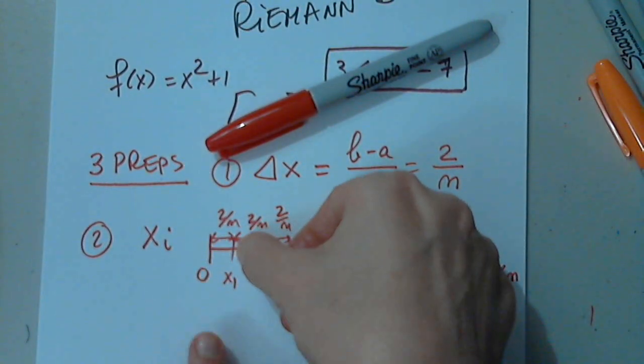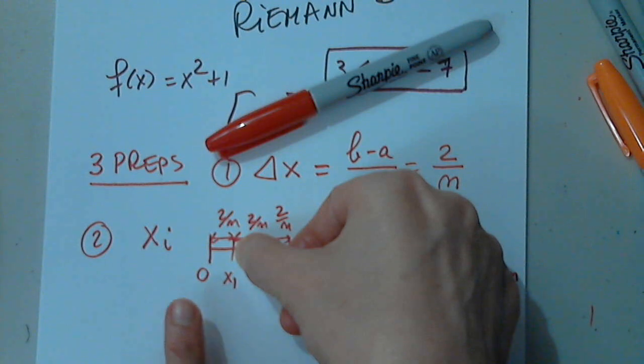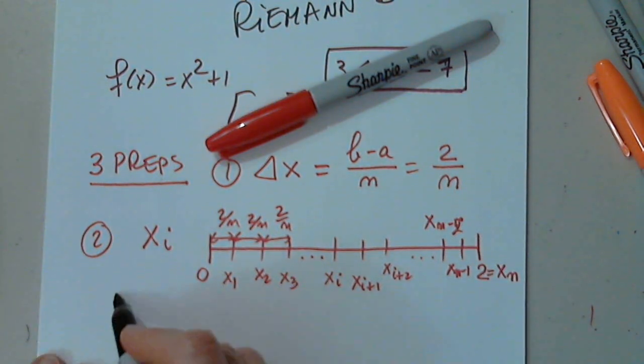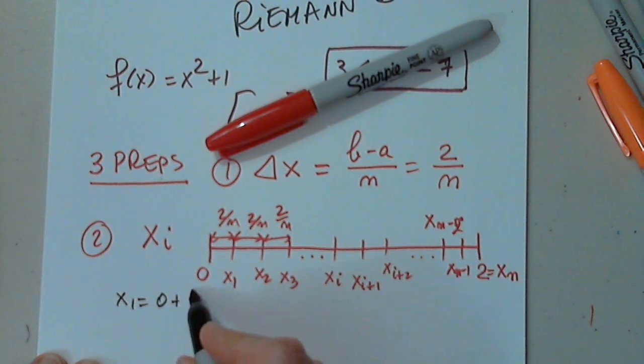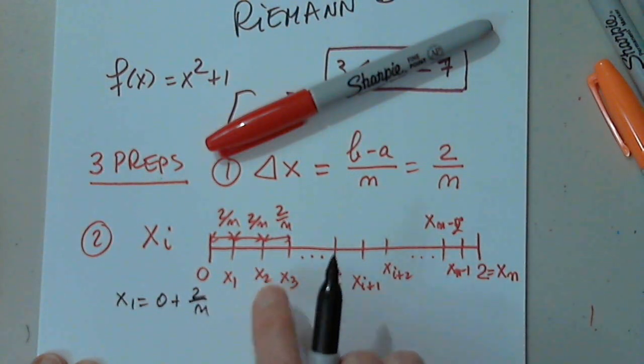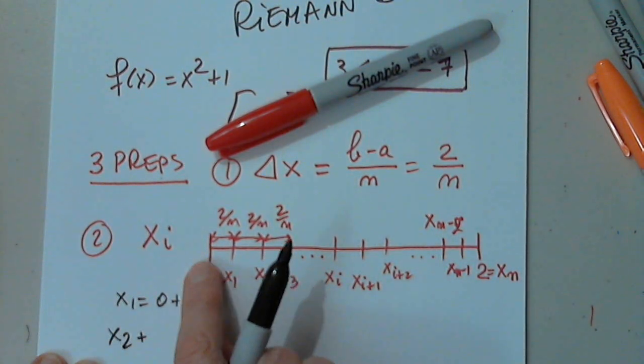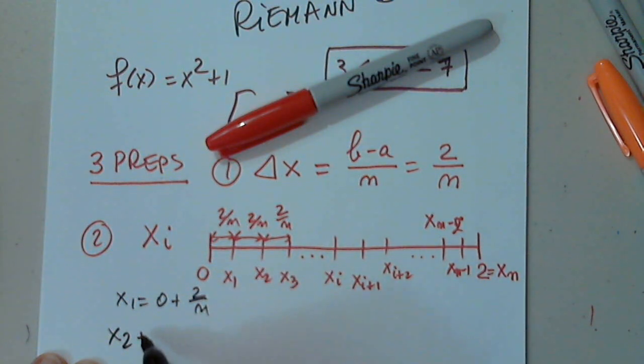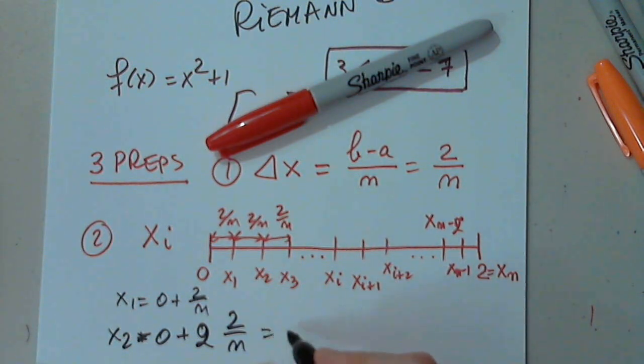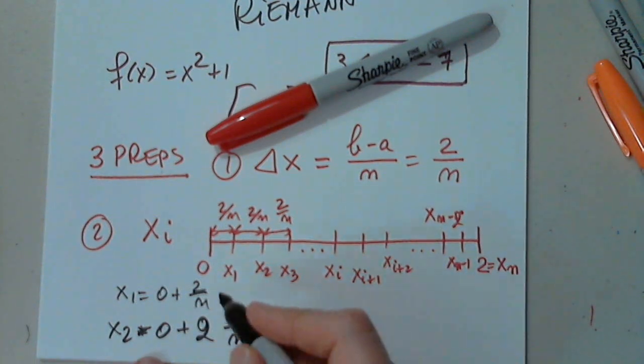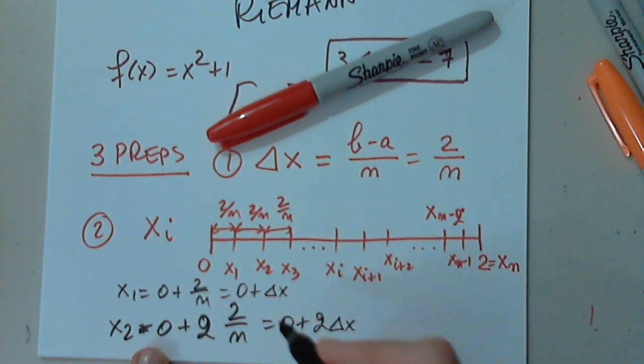So what is x1? 0 plus 2 over n. So let's write that. 0 plus 2 over n. What is x2? 0 plus twice 2 over n. Better written as 0 plus 2 delta x. So this is 0 plus delta x.